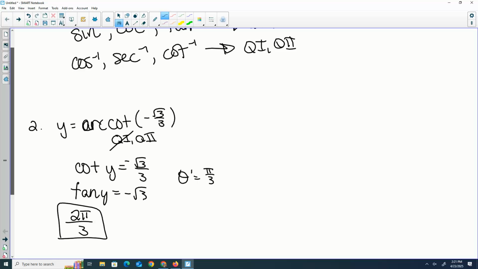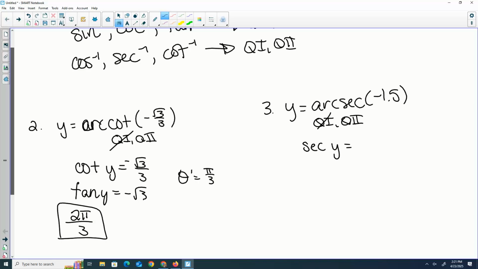If I look at number 3, arc secant of negative 1.5. What quadrants can secant inverse be in? 1 and 2. Which one is this one? 2, because it's negative. So that means secant is negative 1.5. Is that one we know? No. So it means cosine, we know they are reciprocals.